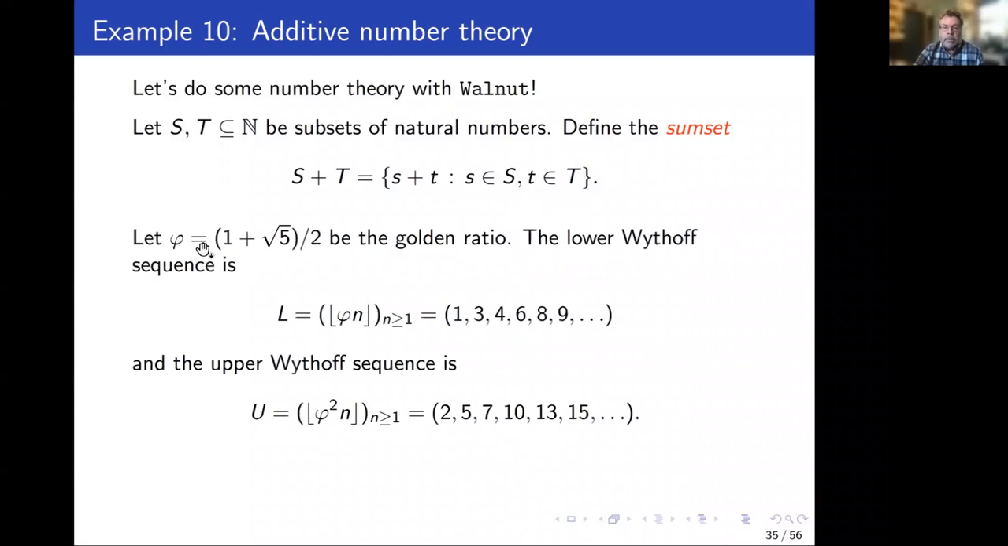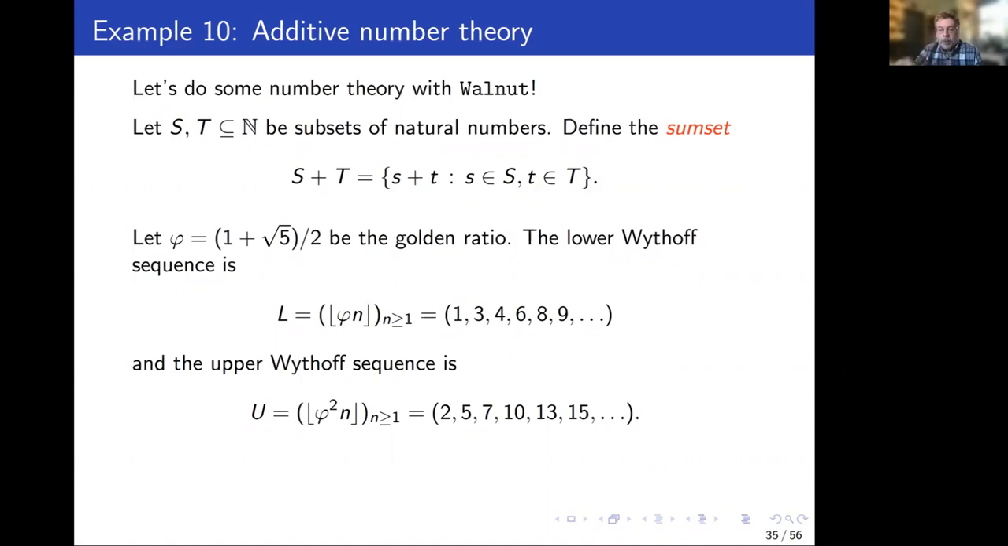Okay, so let phi be the golden ratio, (1 + √5)/2. And the lower Wythoff sequence is this sequence here, and the upper Wythoff sequence is this. I guess probably it should be pronounced Withoff, but I'll say Wythoff. And these are two sequences of natural numbers.